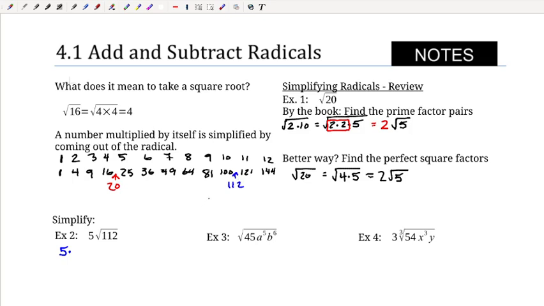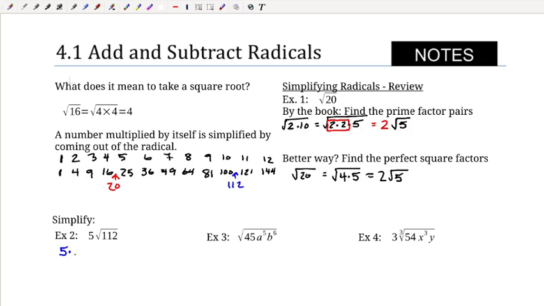Again, if you need to pull out your calculator and try them, go ahead. But I can tell you right away, 100 is not a factor of 112, 81, not a factor of 112, 64, not a factor of 112. And if you keep working your way down the list, dividing, 112 divided by 49, 112 divided by 36, 112 divided by 25, the first perfect square factor you find is 16.